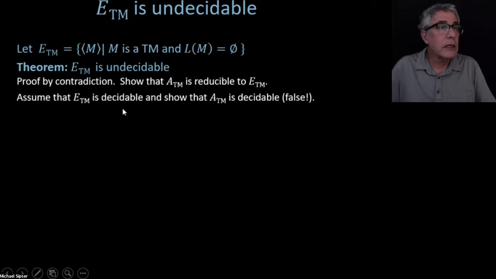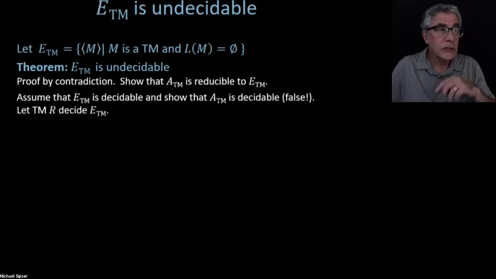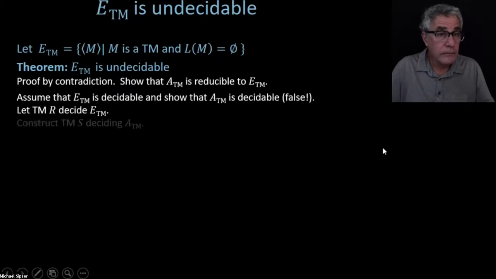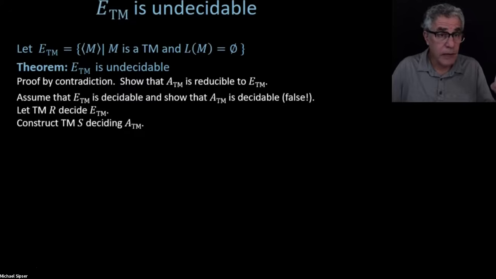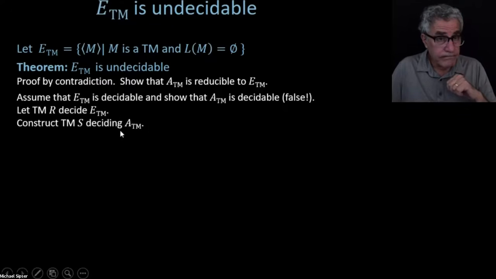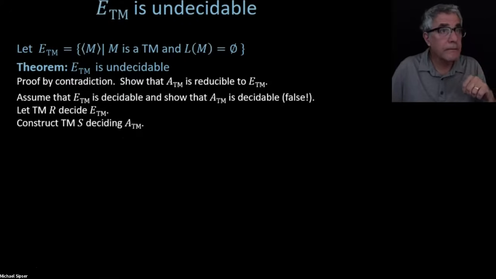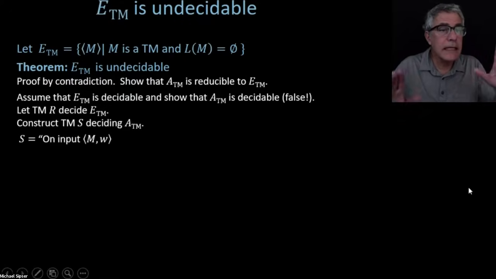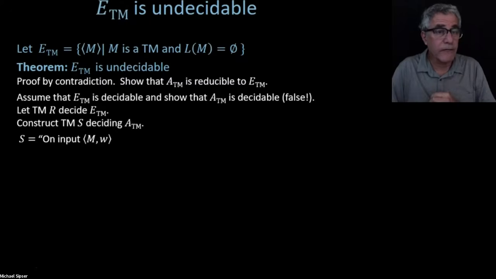Proof by contradiction. Assume that EQTM is decidable, the opposite of what we're trying to show, and then show that ATM is decidable, which we know is false. So let's say we have a decider for EQTM, R, using the same letters on purpose here, just to try to get the pattern for you. So R deciding EQTM, construct S deciding ATM. Okay, so now let's think about it together for a minute before I just put it up there.